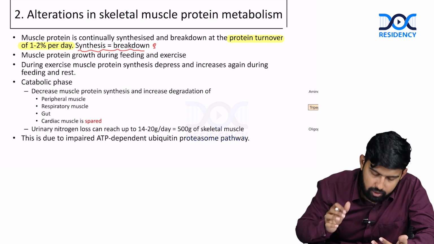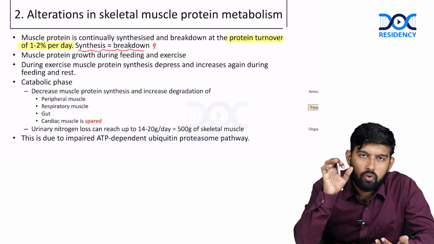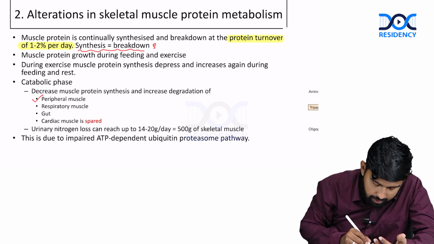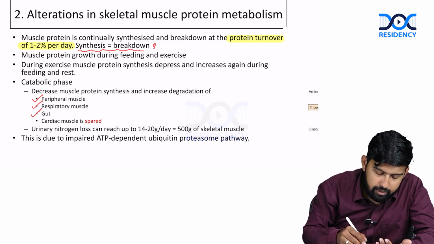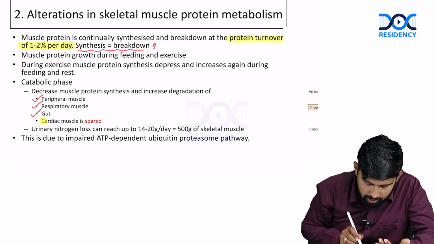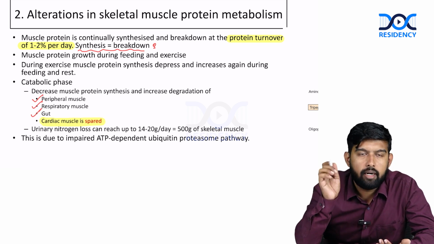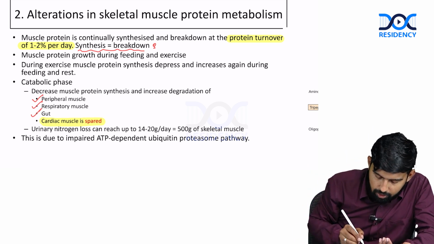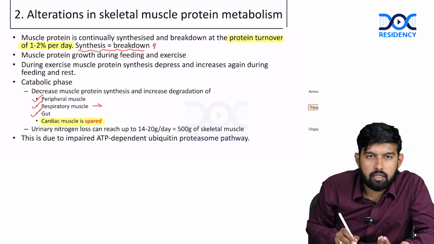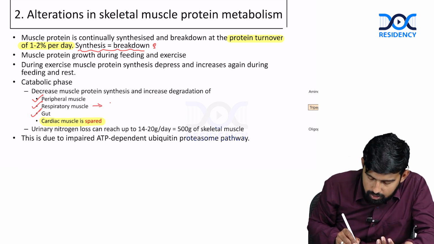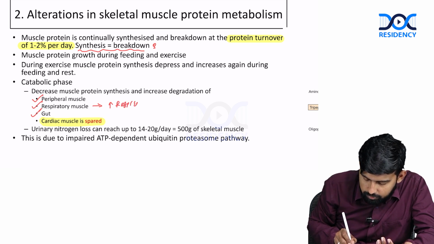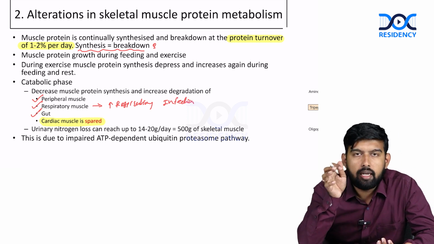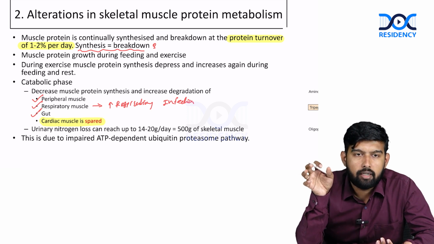growth is hampered during catabolism, and the most commonly affected muscles by the catabolic phases are peripheral muscles, respiratory muscles, and GIT. And just remember that the cardiac muscles are generally spared. So, what is the effect of the protein alteration or catabolism from the muscles? Because of the respiratory muscle catabolism, there is a weakness in the respiratory muscle, which increases respiratory infection.